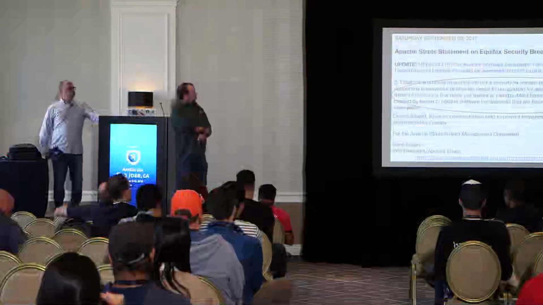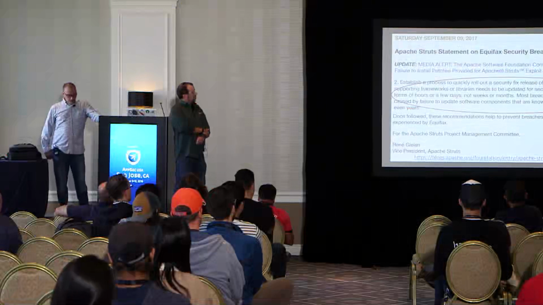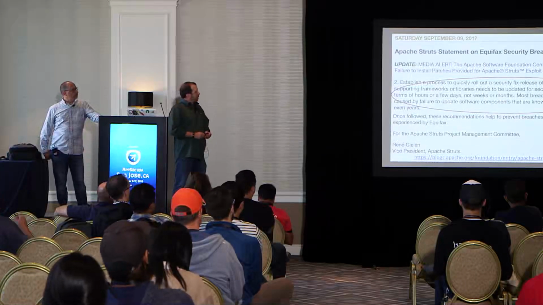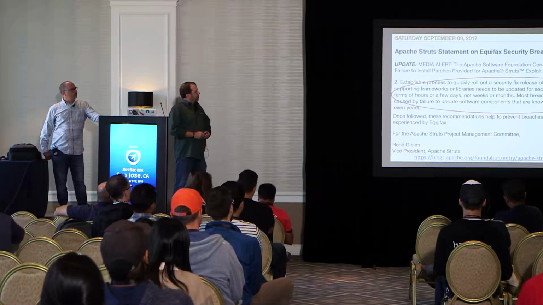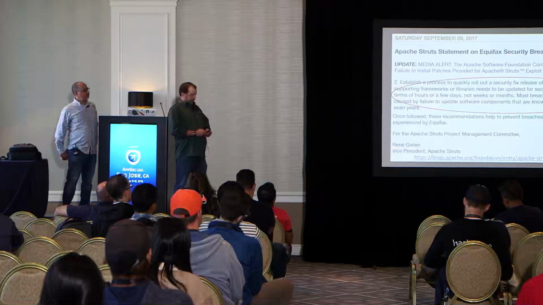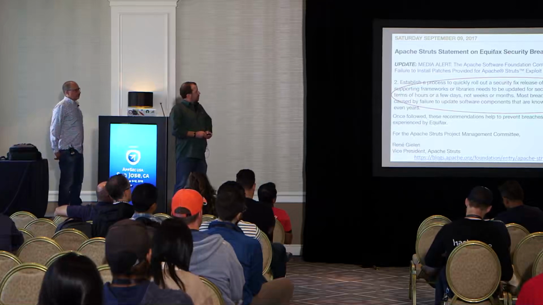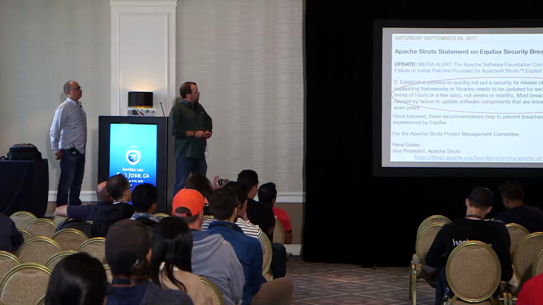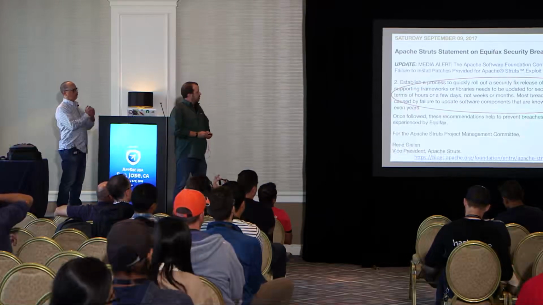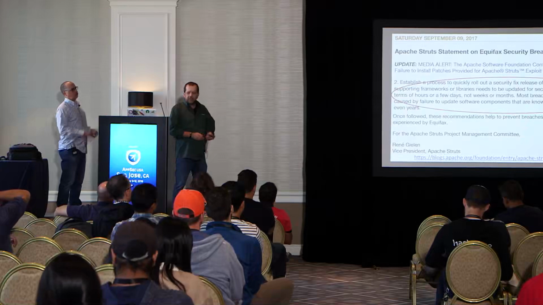So this number 2 is establish a process to quickly roll out a security fix release of your software once you find that there's a problem in security. And basically, what he says is most breaches we become aware of are caused by failure to update software components that are known to be vulnerable for months or even years. And indeed, that was the case at Equifax.